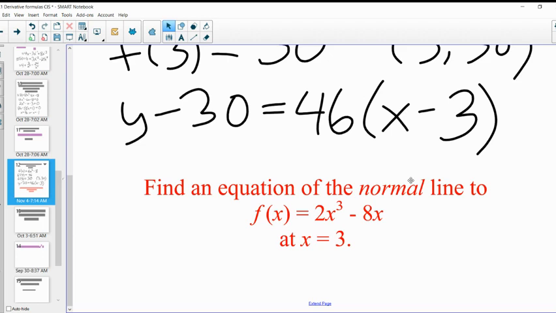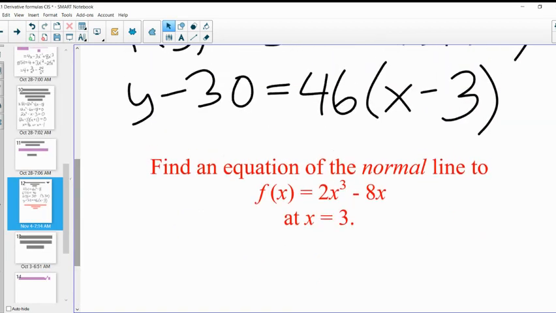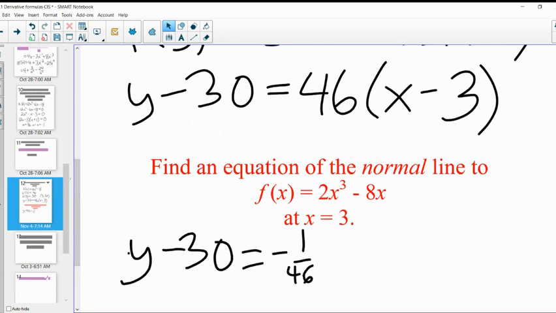It's not exactly the same thing, but we can think of it the same, which means the only thing that changes is the slope. It still goes through the same point, but now my slope, instead of being 46, is the opposite reciprocal of 46. So my answer is just y minus 30 equals negative 1/46, x minus 3. Quick and easy to do because all I'm changing is the slope to the opposite reciprocal.